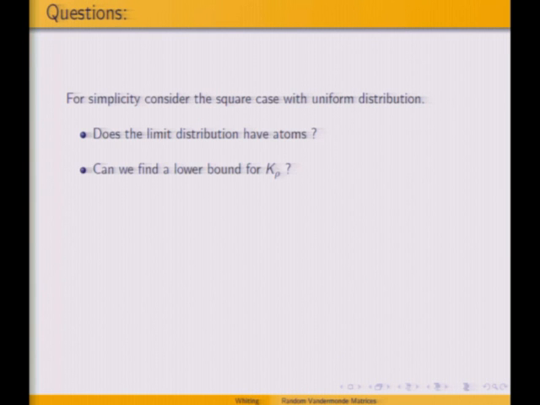Now, we are continuing to answer questions. The first one, does the limit distribution have atoms? No one knows that. Can we find a lower bound for k rho? We have a conjecture for that. Here is our conjecture. We proved this for very small values of k, up to 4, but not beyond it.